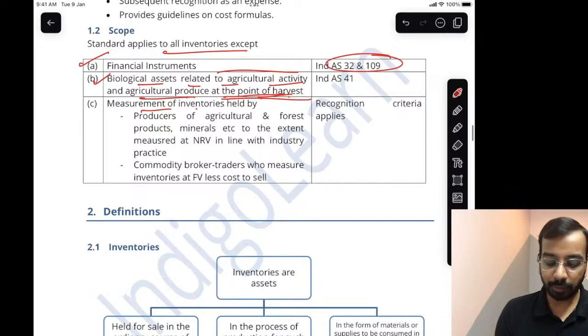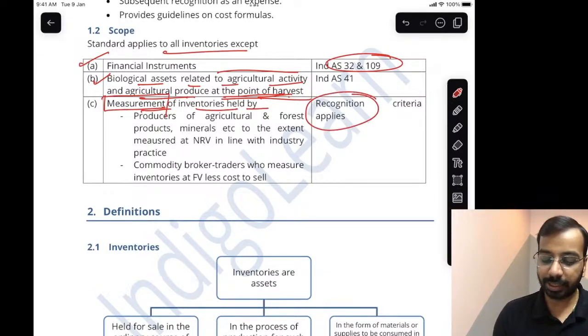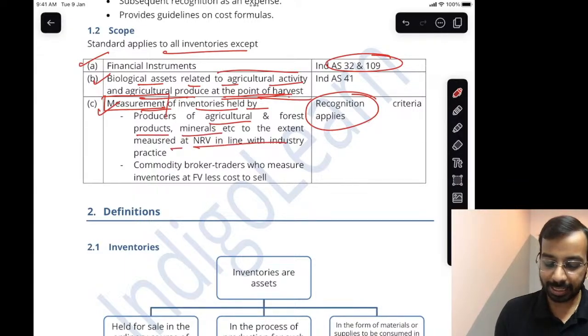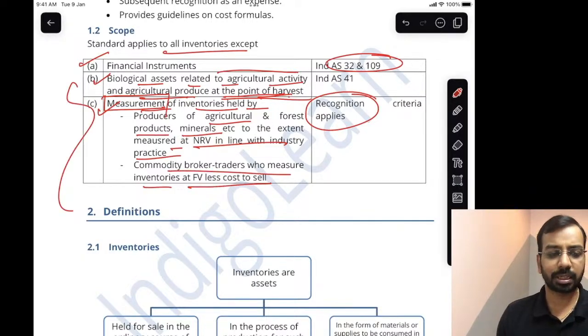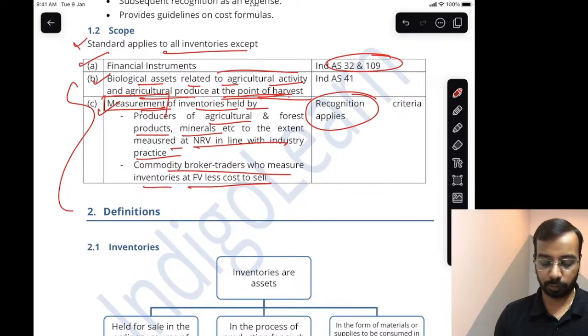Then measurement of inventory is held by, now please understand we are talking about measurement. Recognition criteria will still apply, measurement criteria will not apply in case of producers of agricultural, forest products, mineral, to the extent they are measured at NRV in line with industry practice. Commodity broker traders who measure inventories at fair value less cost to sell. So this is the basic scope that we need to understand as far as Ind AS 2 scope is concerned.